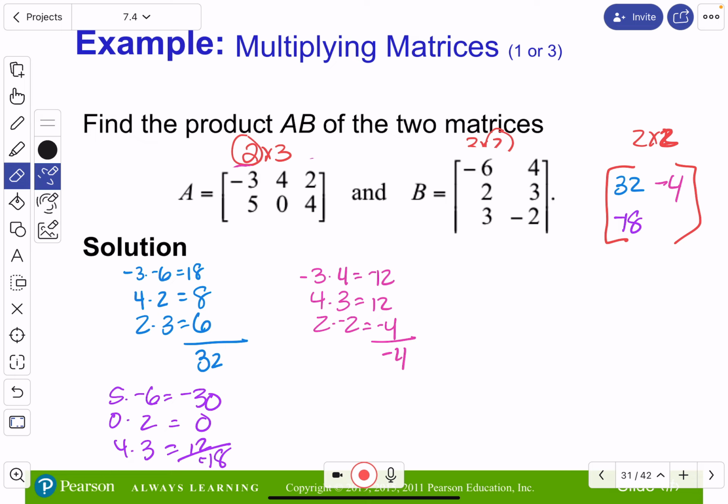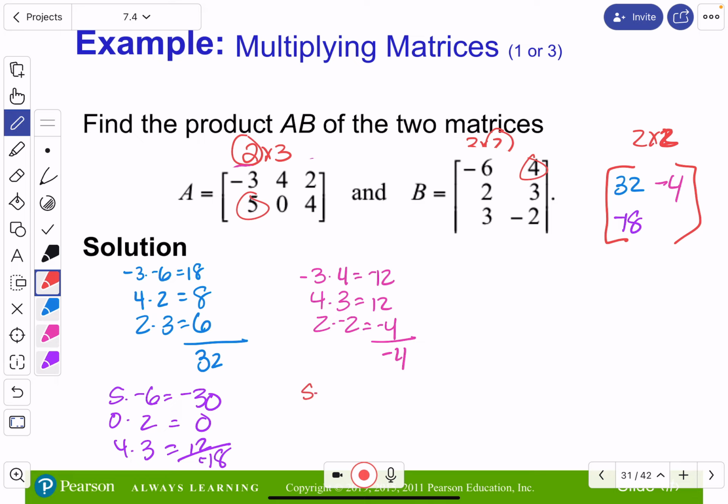And then we do the last set. What color haven't I done? Red. 5 and 4 is 20. 0 and 3 is 0. 4 and -2 is -8. Add those together, you get 12.